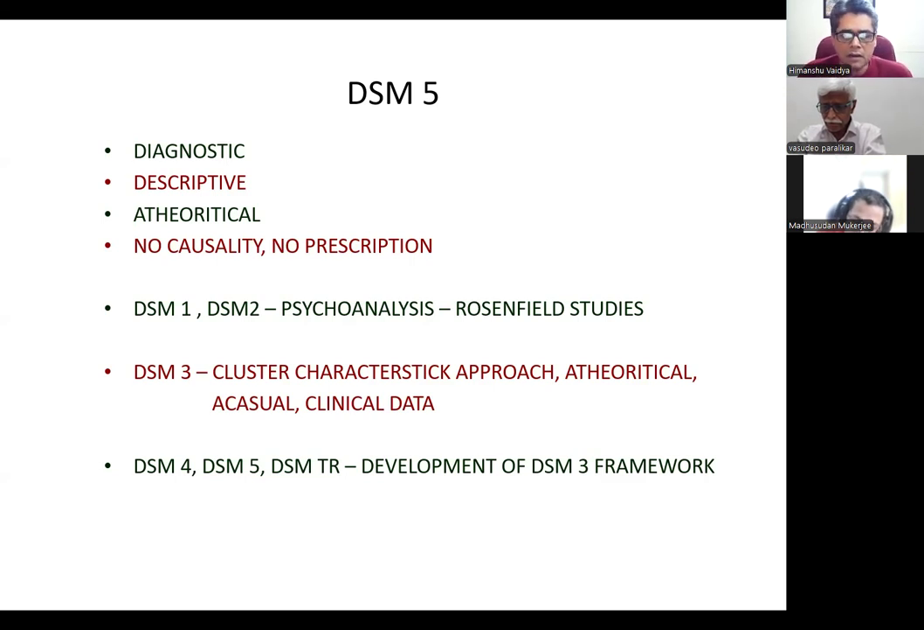DSM-3 essentially adopted a cluster characteristic approach, meaning you give a set of characteristics, 10 characteristics, and then you say, out of this 10, if the patient has 5, he can be diagnosed. If he has 4, he cannot be diagnosed. So you have a number of criteria characteristics and then a qualifying number that if you cross this number, you can diagnose it. That broad approach was based upon clinical data. It was theoretical, causal, and it was not into prescribing anything. It was only in terms of diagnosis of the disorder.